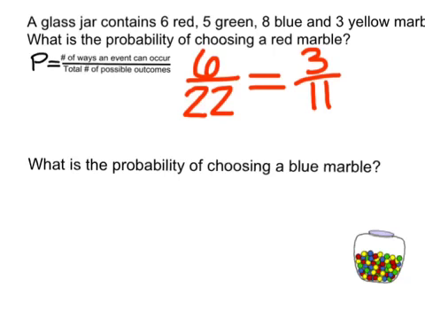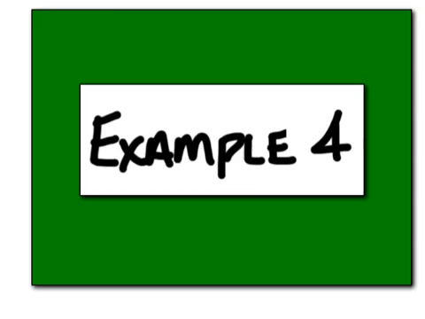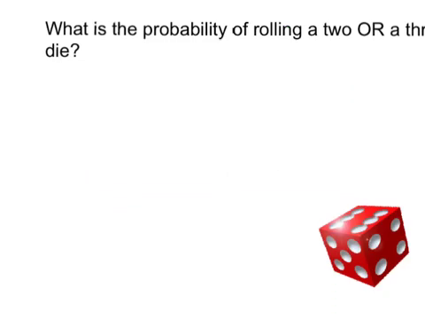What's the probability of choosing a blue marble? What's our top number going to be? 8. And our bottom number will be 22. We reduce that to 4 over 11. That's the probability that we're going to get a blue marble when we reach in our hand just randomly and pull out a marble. You reduce it. Okay. Simplify.